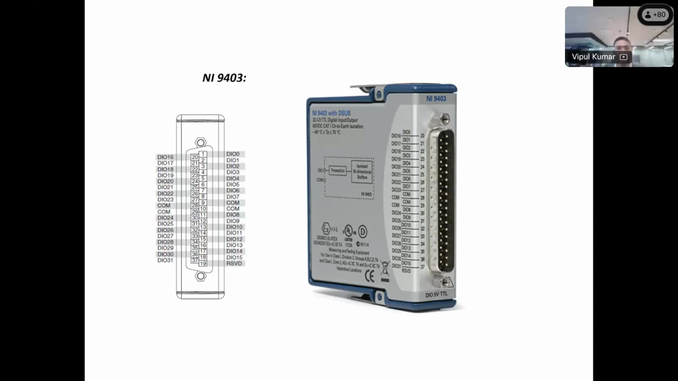So the modules are like NI 9403. This is the digital output module. We can create the digital output, which means we can create the PWM pulse using this module. All the converters and inverters are controlled using this module, with PWM pulses. We give pulses to all converters from this module.